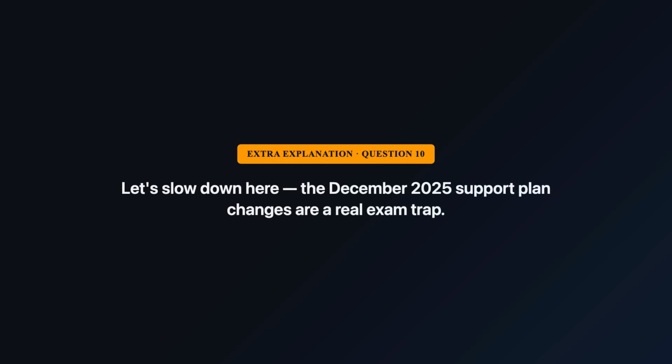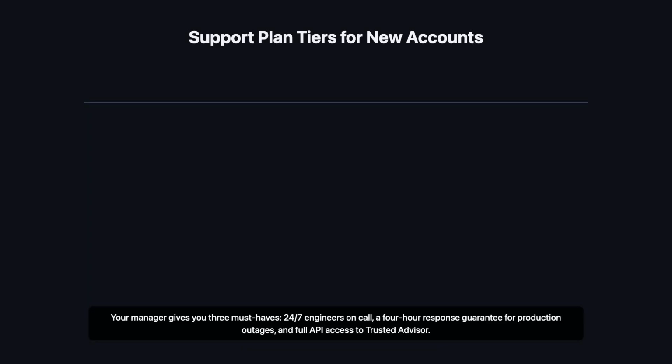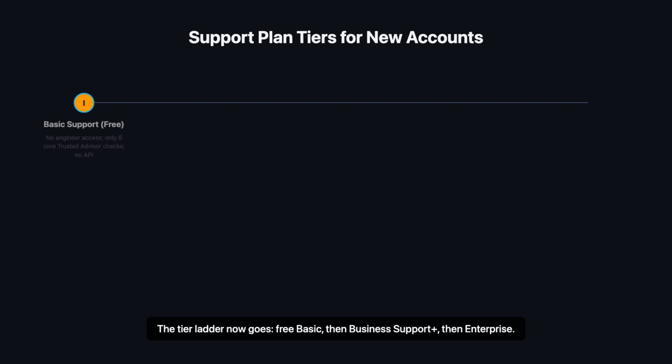Let's slow down here. The December 2025 support plan changes are a real exam trap. Imagine you're the new hire at a startup. Your manager gives you 3 must-haves: 24/7 engineers on call, a 4-hour response guarantee for production outages, and full API access to Trusted Advisor. Easy list. But here's the twist. AWS rewrote its support lineup on December 2, 2025. New accounts can no longer sign up for the old developer or business plans. The tier ladder now goes: Free Basic, then Business Support Plus, then Enterprise.